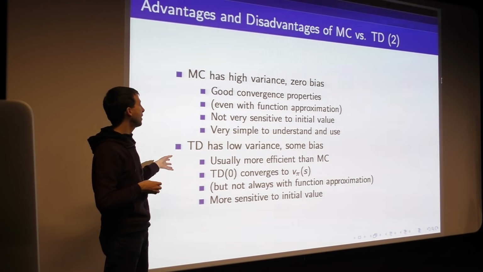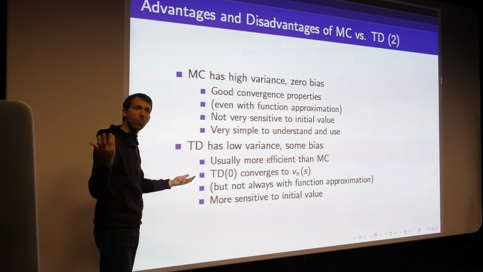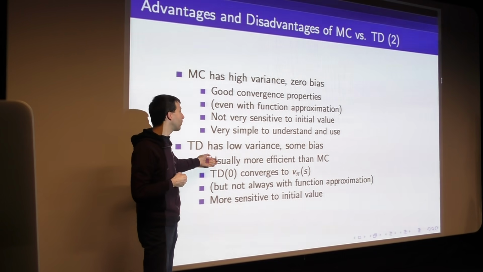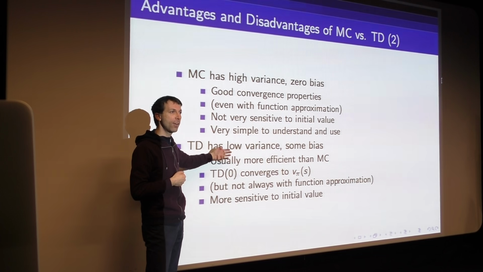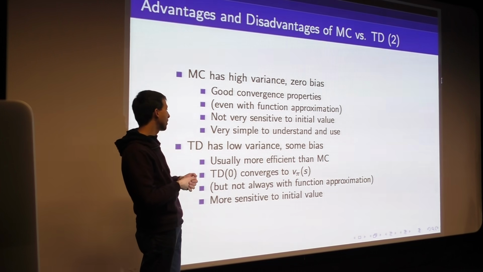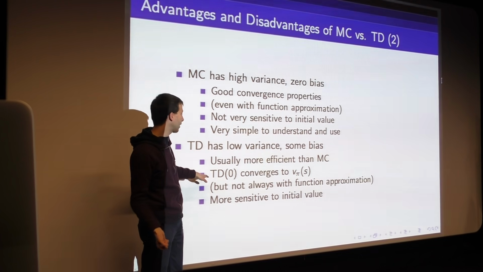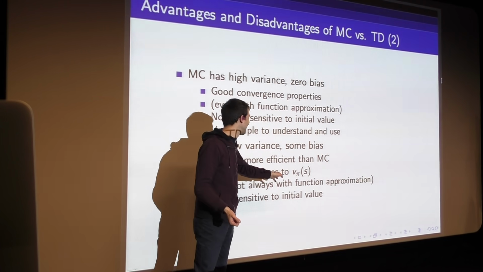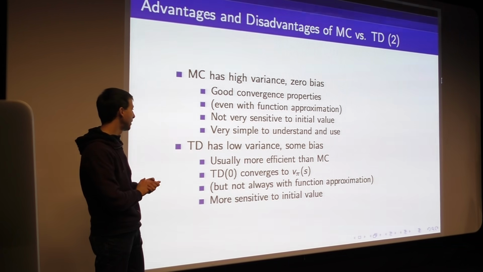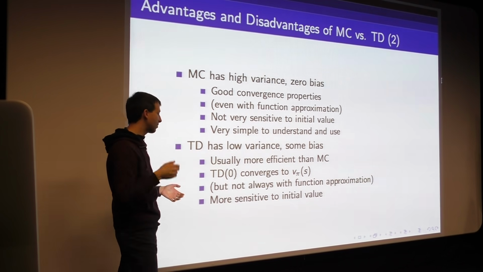So TD, on the other hand, is much lower variance, but it has some bias. And so you should be wondering, does the algorithm even work if it's biased? And the answer, luckily, is yes. And it's usually much more efficient than Monte-Carlo because it's so much lower variance. In most situations, and we'll see examples of this, TD is generally a much more efficient algorithm. And for the special case we're looking at, policy evaluation using table lookup, it converges to the true value function. We're not going to prove it, but this was proved by Peter Dayan, one of the first people to prove this for the general case.